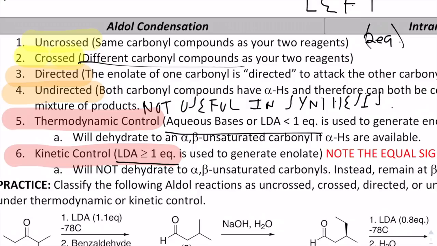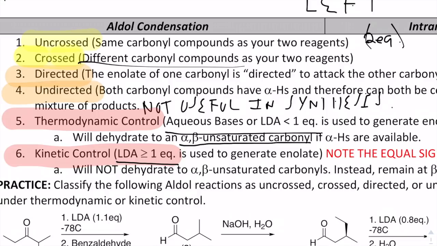But if there are hydrogens on the alpha position left over, I can dehydrate that hydroxyl group to form an alpha-beta unsaturated carbonyl. And that's a very, very stable molecule because we just generated something that is in conjugation with the carbonyl. All right, so I would definitely know the term alpha-beta unsaturated carbonyl.